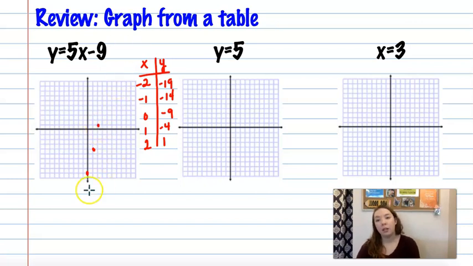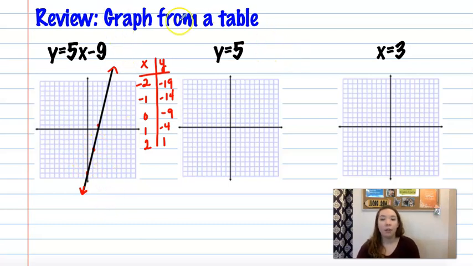And then you can connect those to make your line. Really, you only have to have 2 points to make a straight line, but 3 I feel like helps you be a little bit more accurate, especially if you were graphing these by hand. On the computer, on Big Ideas and Desmos, they'll only make you put 2.